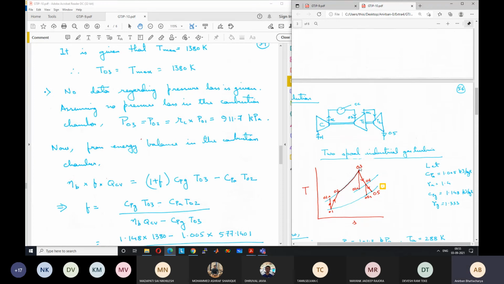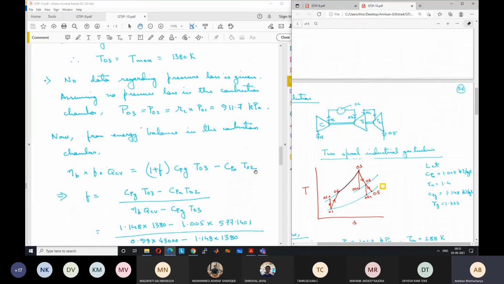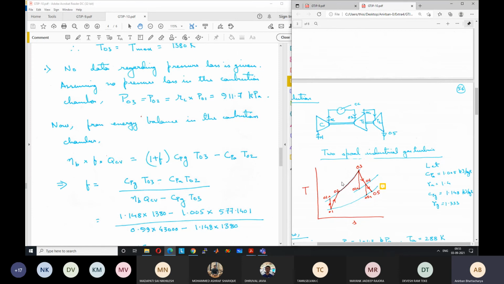From the combustion chamber now, we want to calculate the fuel air ratio, because without calculating that, we cannot find the work output of the turbine. Remember, the mass flow rate in the turbine is not 1, it is 1 plus F, because the extra amount of fuel is increasing the mass flow rate. So our mass flow rate for the turbine work output is different from that for the compressor work input.